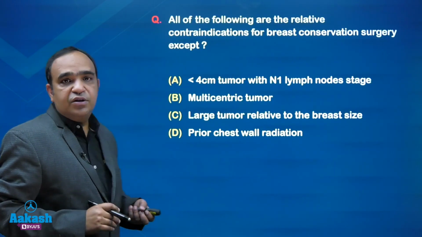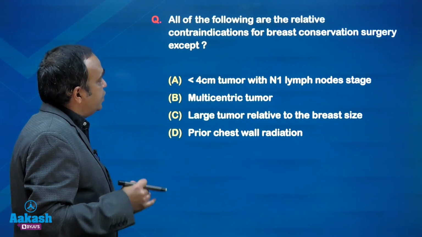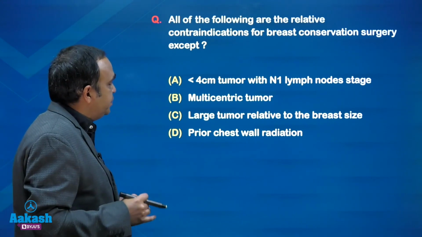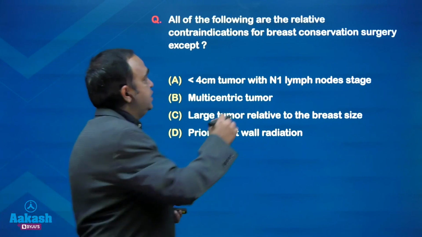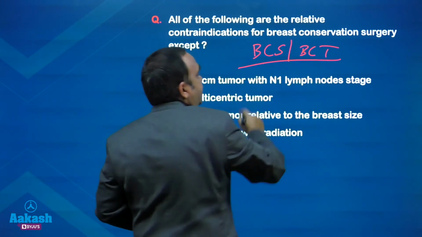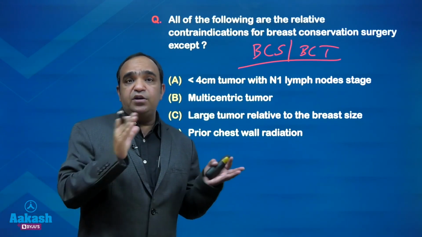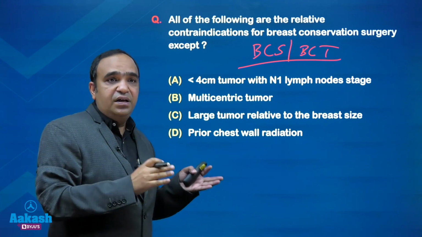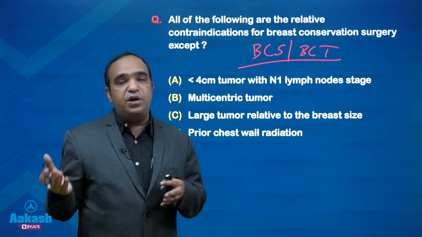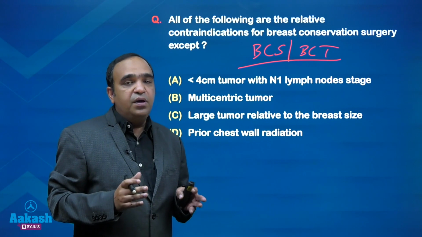Okay, another question on breast cancer. All of the following are the relative contraindications for breast conservation surgery except: breast conservation surgery or BCT or BCS, that is breast conservation therapy. Now, breast conservation surgery is something where, compared to the older techniques of operating breast cancer, that is mastectomy, either simple or modified radical or radical mastectomy, where entire breast has been removed.